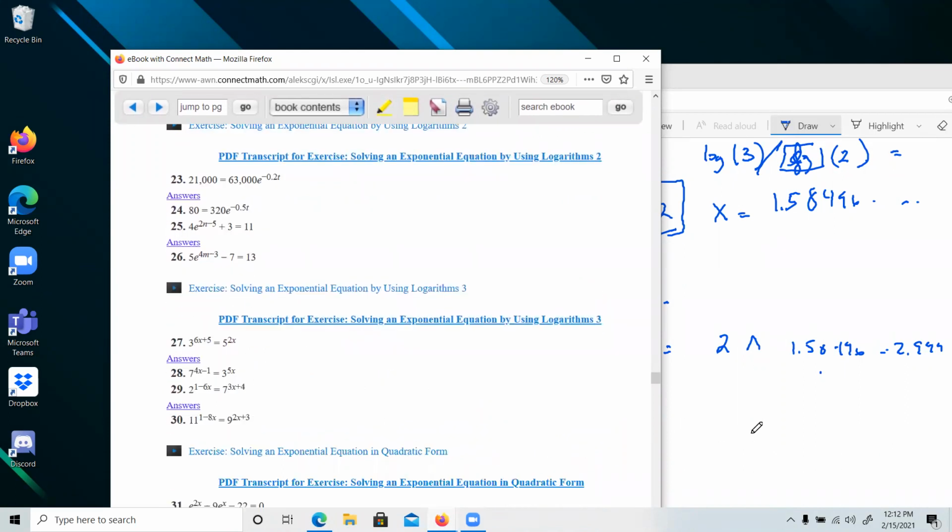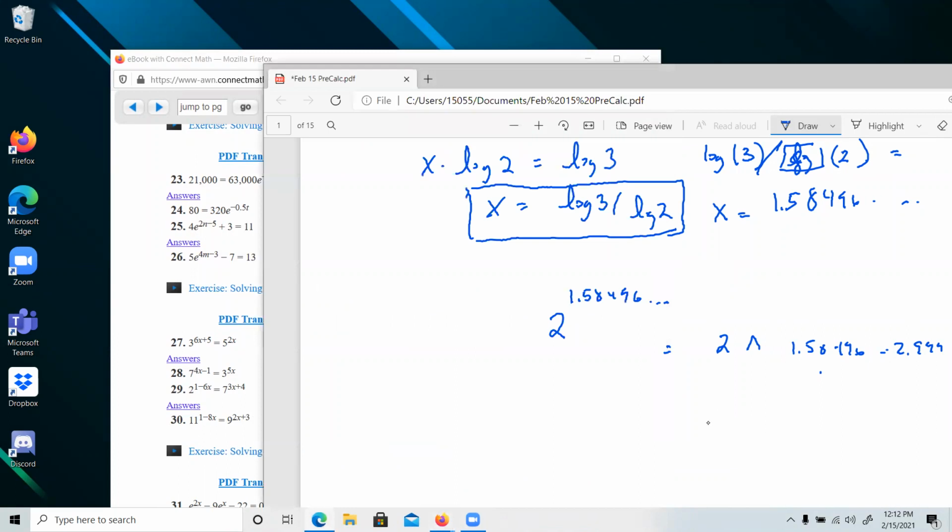So like 27, that's what we want, right? We want 3 to the 6x plus 5 is equal to 5 to the 2x. And again, I can't guess, right? I mean, there's no way of writing 3 as some kind of a power of 5. We can't do that, okay?